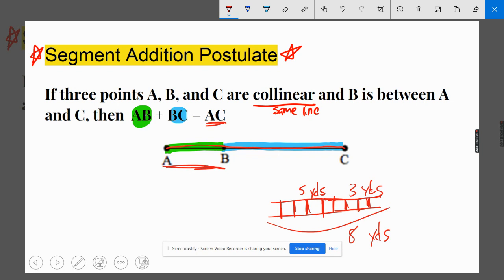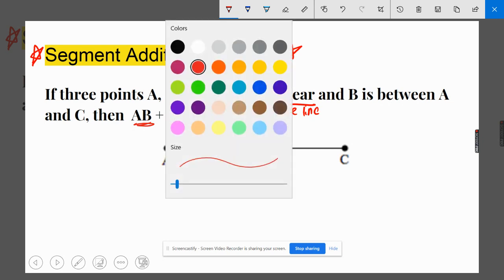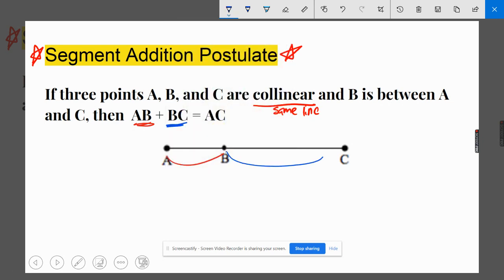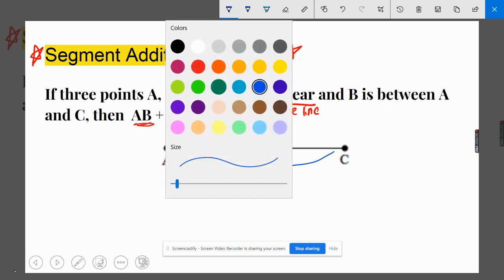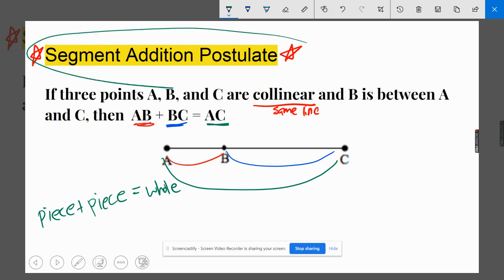Seriously, seriously important. And color coding is really nice to do here. Another way I've color coded this in the past is to do AB and then BC equals AC, the whole thing. And another way is like piece plus piece equals the whole. I'm going to reference that a lot as well. So segment addition postulate. Seriously, seriously important stuff.